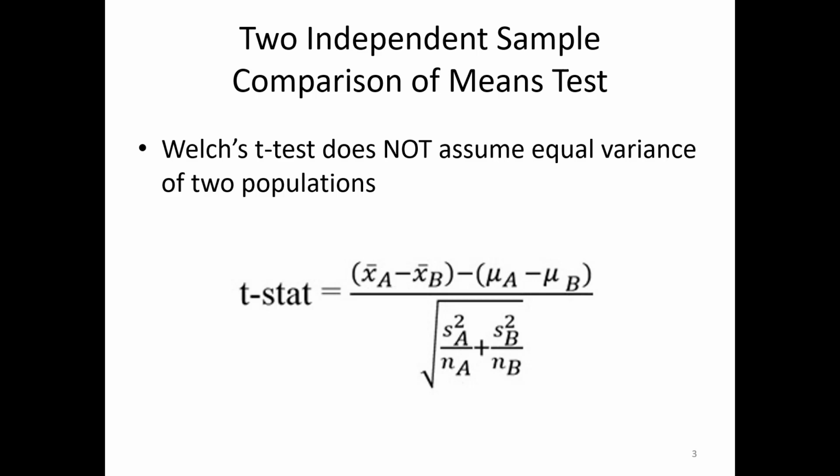So the two independent sample comparison of means test, or the Welch's test, we do not need to assume equal variance of the two populations, right? And we will use this t statistic, the x bar A minus x bar B minus mu A minus mu B. Typically that mu A minus mu B is set to 0 if we are hypothesizing in our null that there is no difference between the two populations, no difference between the means. And that's all over the square root of s sub a squared over n sub a plus s squared sub b over n sub b.